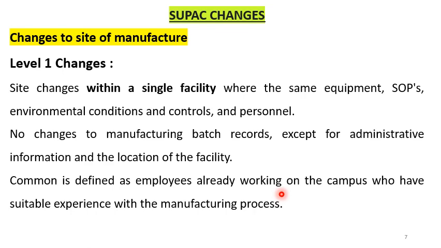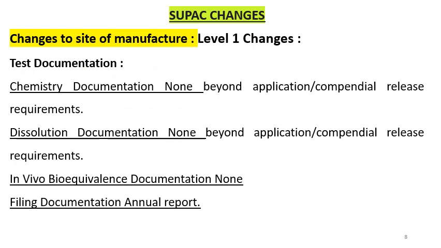Then environmental controls and personnel will also be the same, and common personnel is defined as employees already working on the campus who have suitable experience with the manufacturing process. So there is very little chance of change. That's why it is coming under the level 1 change. What are the requirements if a level 1 change is done?